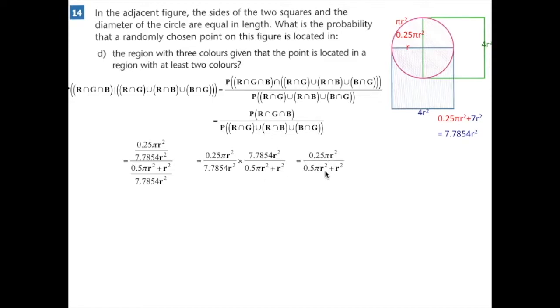If you want, you can factor out the r squared like that, and you end up with 0.25, which is a quarter. The 4 comes down here and multiplies the 0.5, which gives you 2 pi plus 4. We end up with, and the r squareds totally cancel, so you end up with pi over 2 pi plus 4. That's a little bit complicated. So I'm just going to do the 0.25 pi all over the 0.5 pi plus 1, and that's going to give me 0.305508, and it goes on forever, which is 30.5508%. And that is it for question number 14.